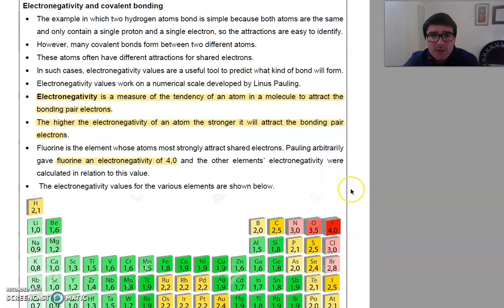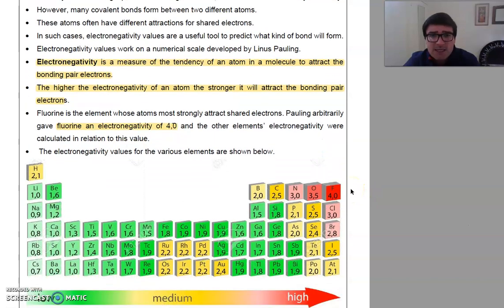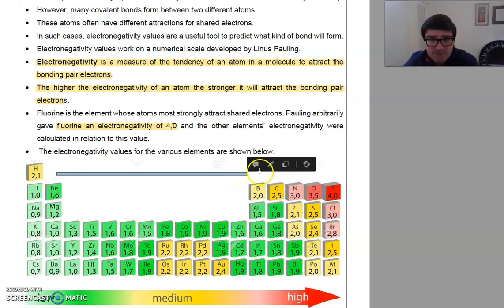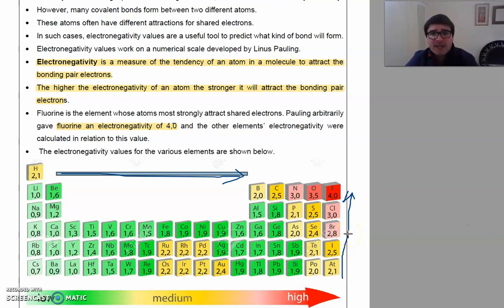So the table that we have here, you will see it's color indicated as well as with numerical values. Fluorine is on the highest end. And what do you notice in terms of the trend? As we move across a period, you will see that there's an increase in electronegativity. And if you move up a group from the bottom, you will see there's an increase in electronegativity. So the electronegativity values tend to increase towards fluorine.